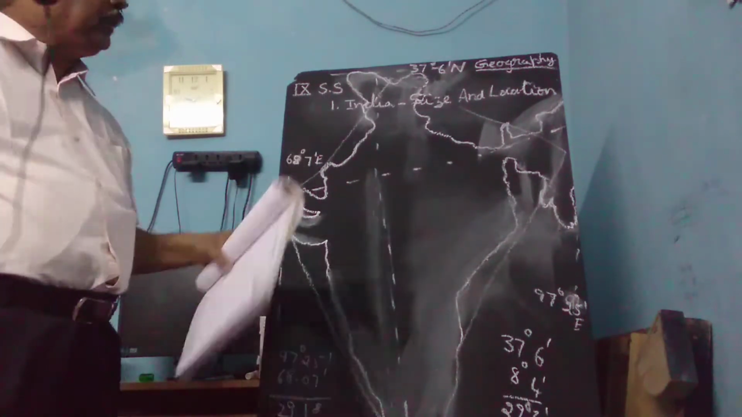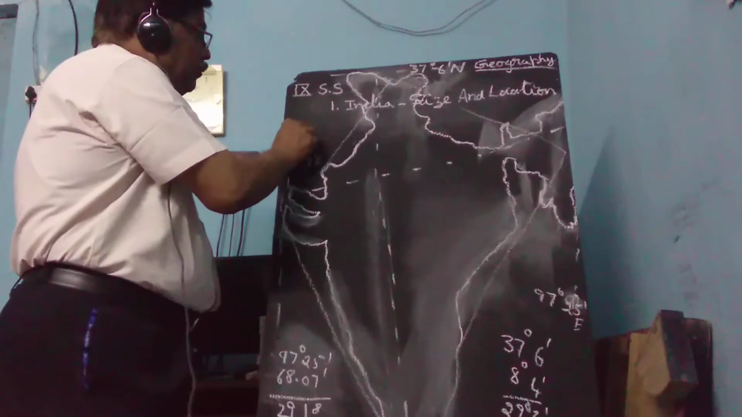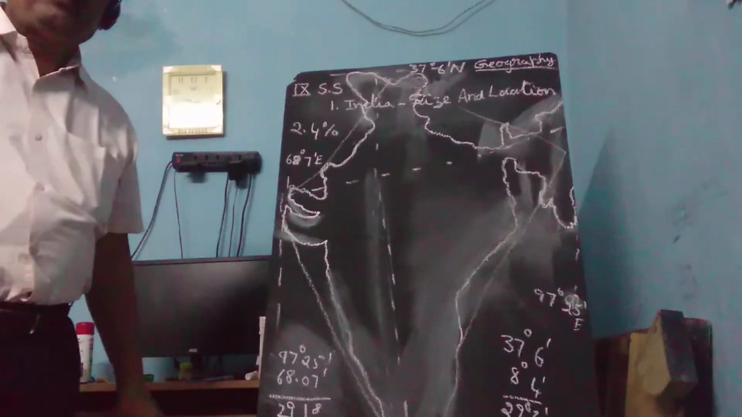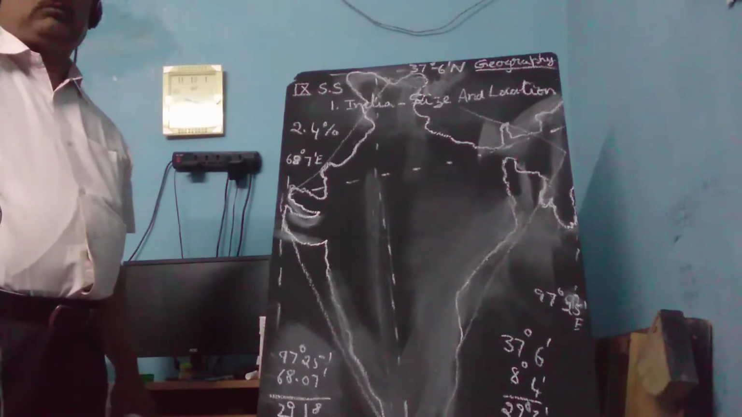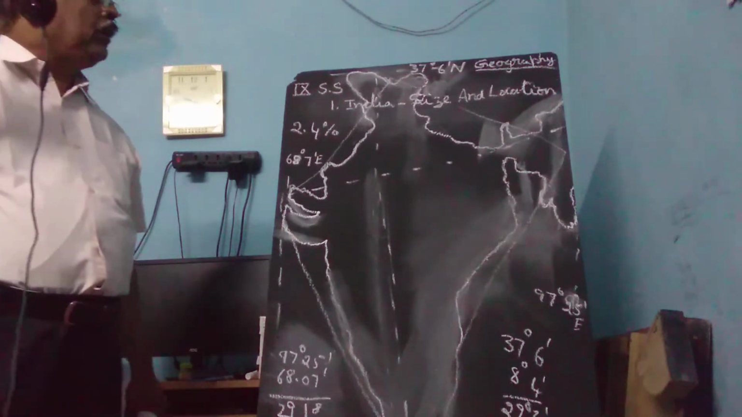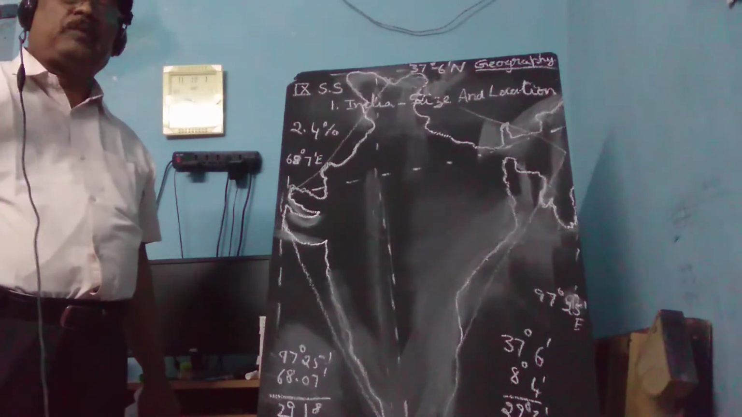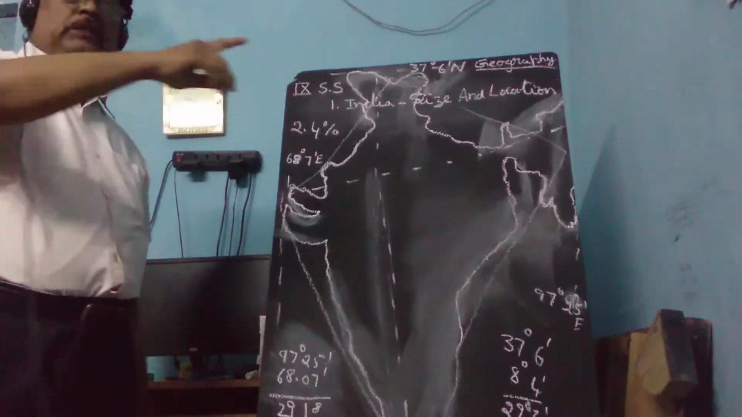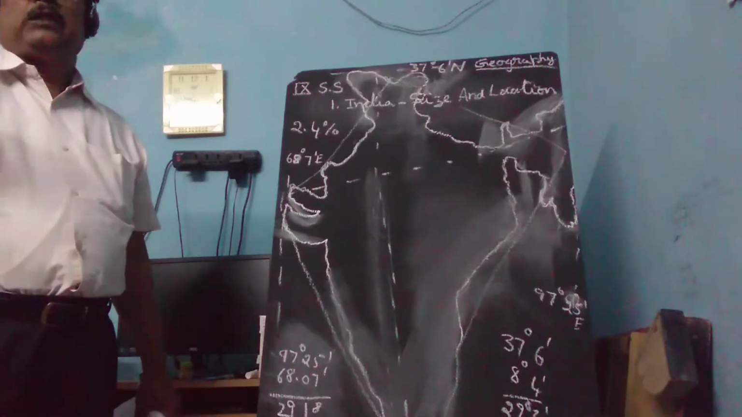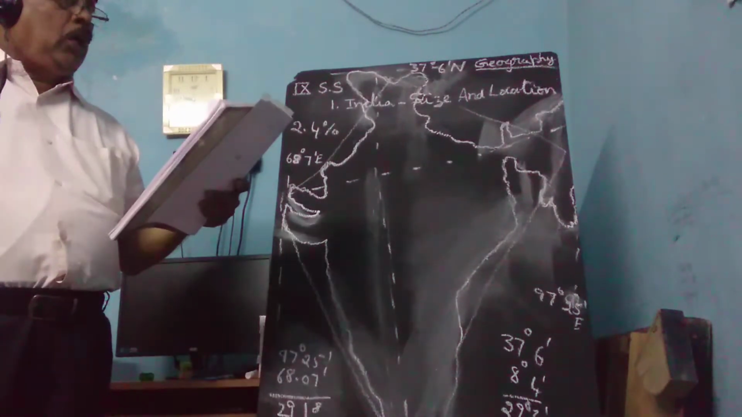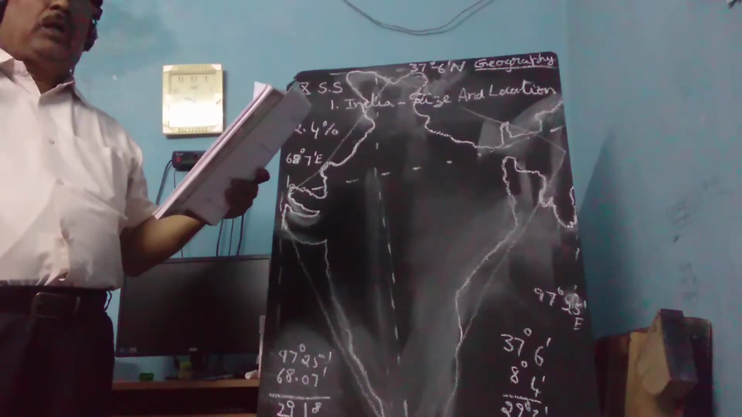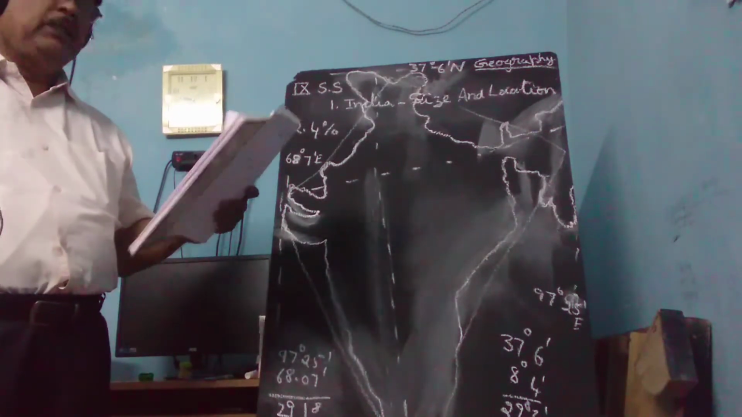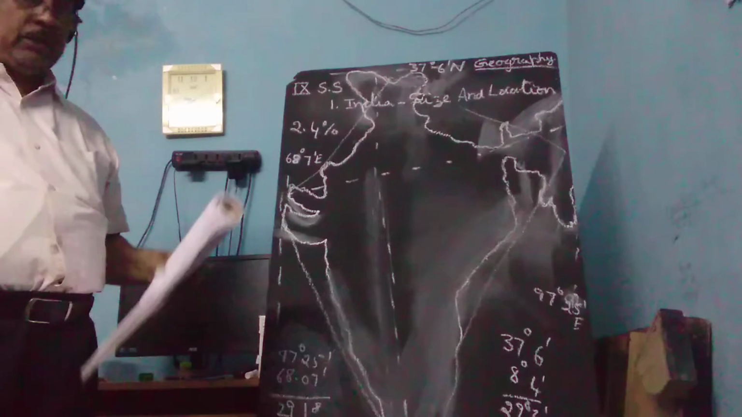It occupies nearly 2.4% of the area of the total globe. Out of the total area of land present on the globe, 2.4% is India's. Now come to the size. Compared to other countries, it is the 7th largest country.